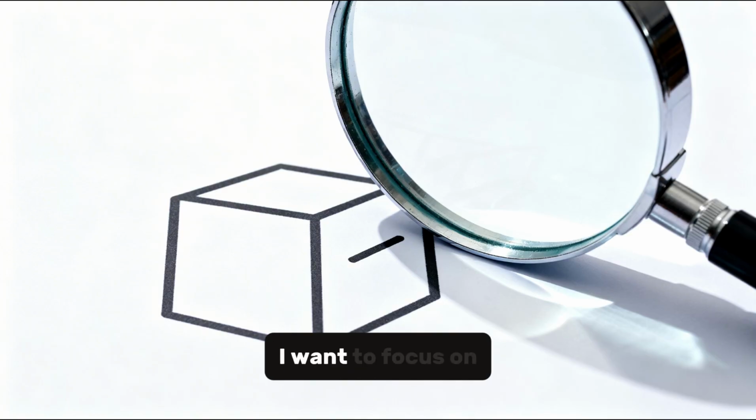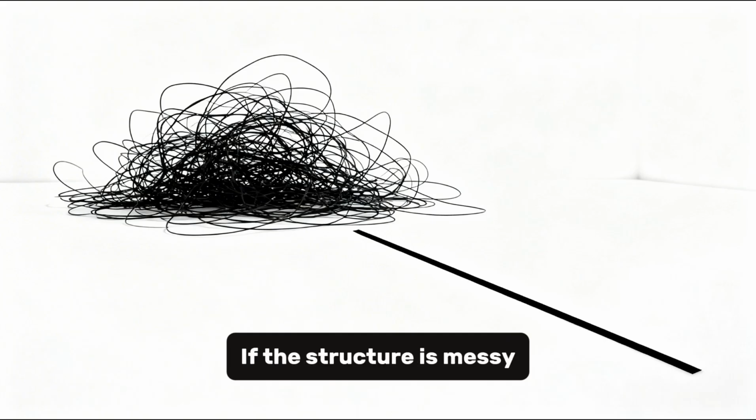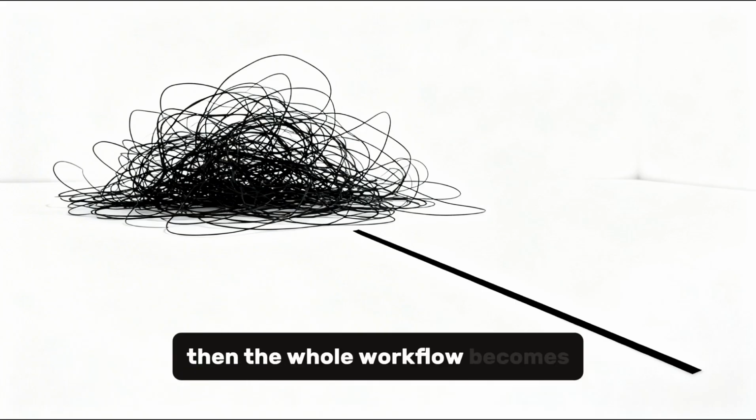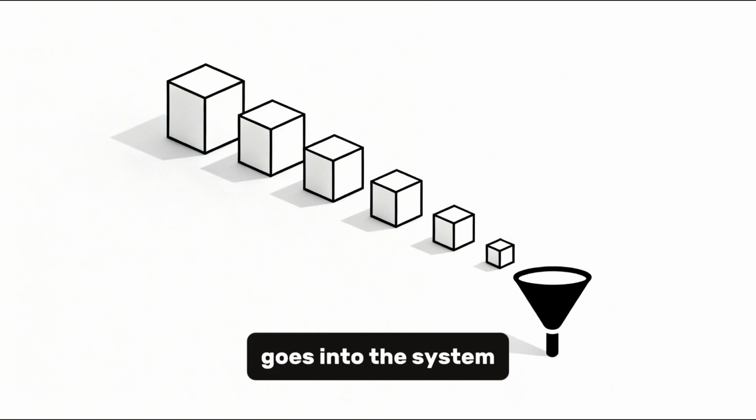In this episode, I want to focus on something more basic, but also more important. The whole system is only as good as the inputs you give it. If the structure is messy, naming is inconsistent, or branding is unclear, then the whole workflow becomes weaker and slower. It becomes harder to scale. So let's look at what actually goes into the system.